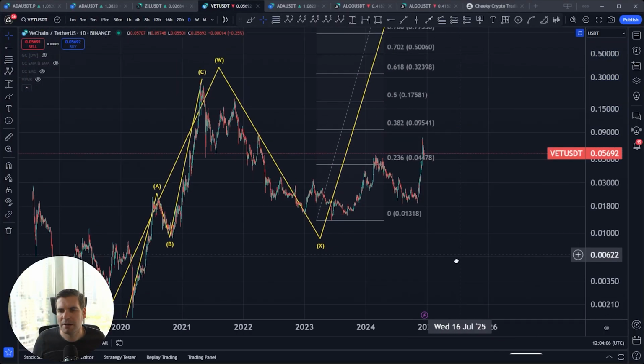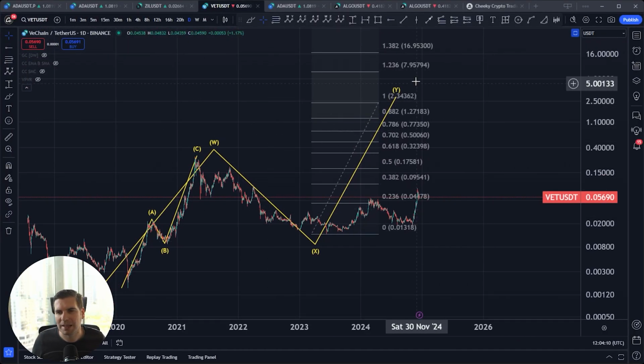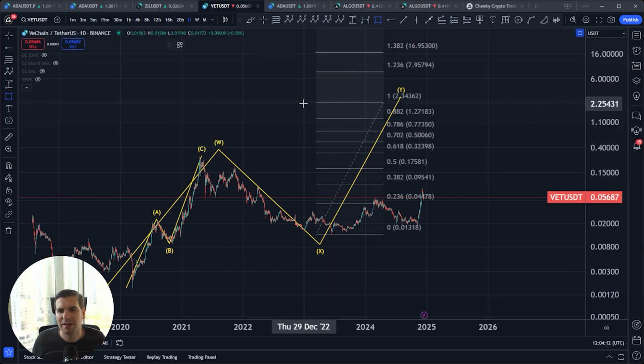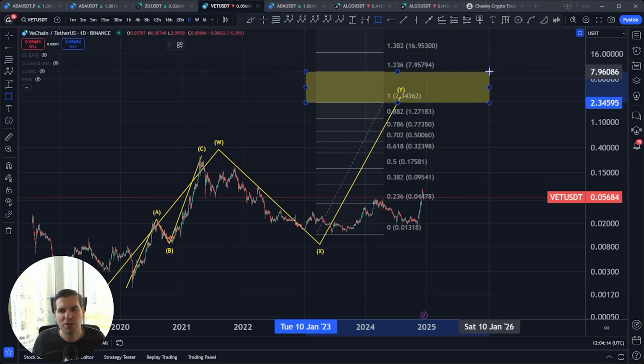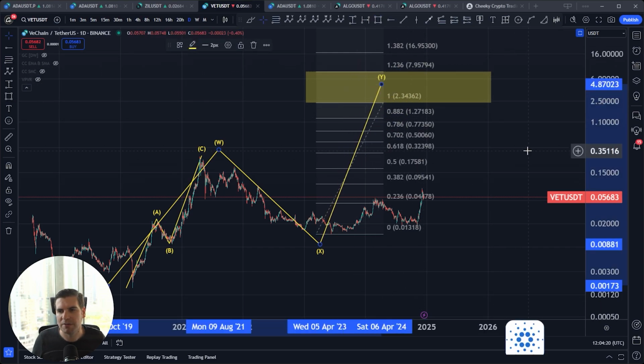Okay, so here we have the Fibonacci levels, right? Now, based on a WXY pattern like this, there would be the idea that it's going to be a huge major bull run for Vechain, and it's going to go somewhere between $2.34 and $7.95.